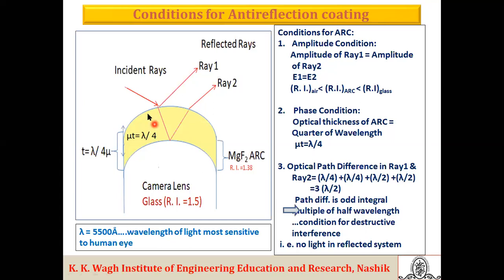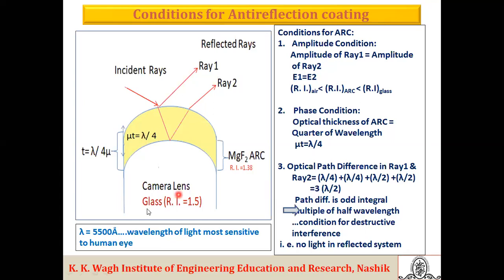Now the thickness of this layer is taken in such a way that its optical path is lambda upon 4. What is the lambda here? How is lambda selected? It is 5500 angstrom, the wavelength of light which is most sensitive to the human eye. Lambda is selected as the middle region of the visible light.